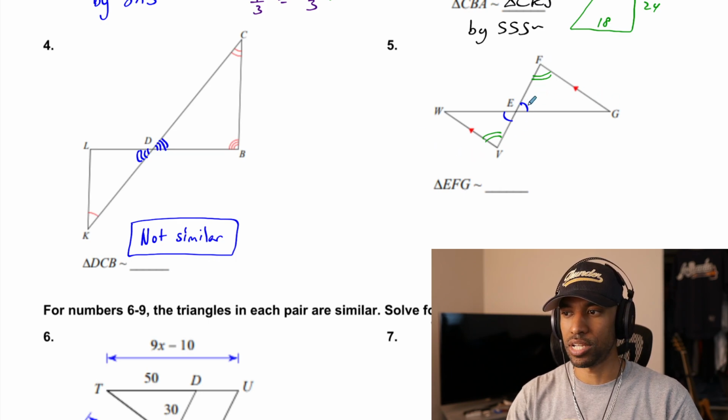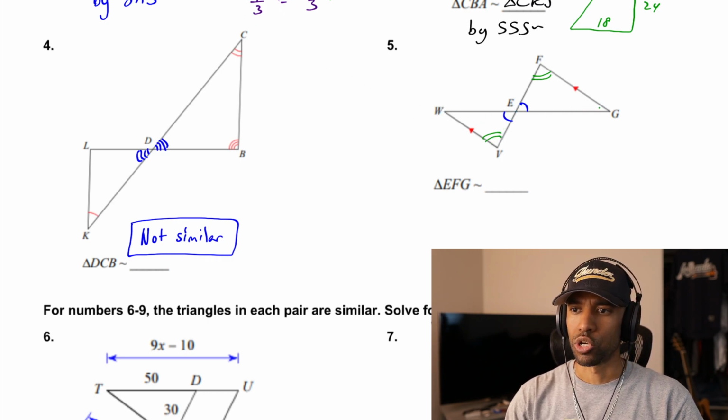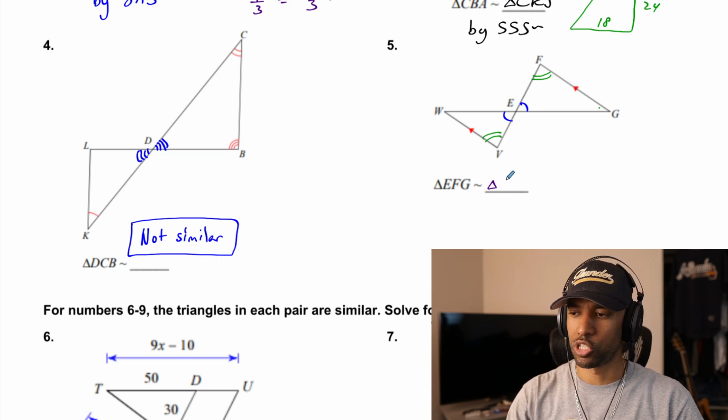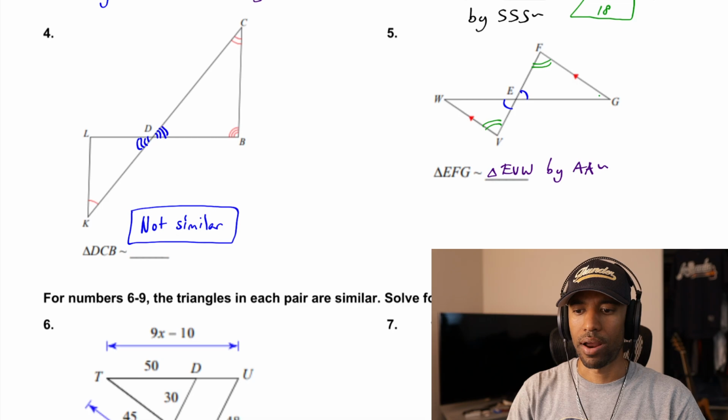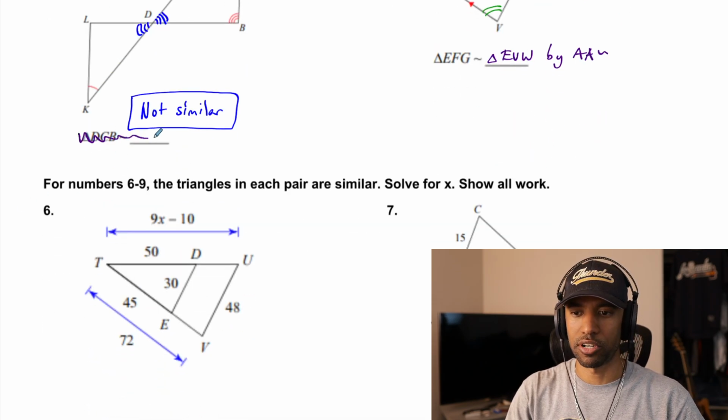Triangle EFG, going the blue single arc mark to the green arc mark to the, nothing marked there. So blue, green, do. That's EVW. So triangle EFG is similar to triangle EVW by AA. All right, or AAA, up to however you want to call that. All right, and that's it. And hey, yeah, this one doesn't have a similarity statement. They are not similar, so there's no statement to make.